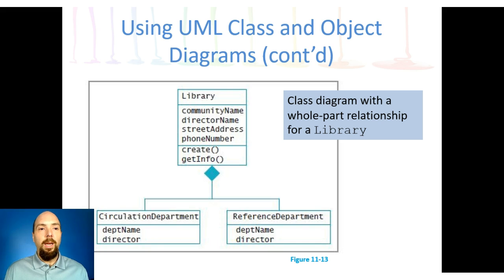We can also have what's called a whole-part relationship, which just simply means that the child objects have to all be completely filled out to make up a whole item. In this case we have the library has the community name, the director name, the street address, the phone number, and then our library is made up of different departments. So we're going to specify that we have a circulation department and a reference department, and for an object to get created, it has to have all of this information filled in. It is not possible to create the library unless we have the circulation department filled in and the reference department filled in.